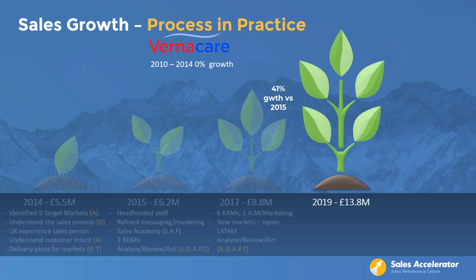2019, because you've now got a growth engine, the sales start to accelerate even further, 13.8 million. So bearing in mind that in 2014 we're on 5.5, by this point we've more than doubled, almost tripled the sales based on the sales acceleration formula. And remember, in the previous 4 years, we had 0% growth.